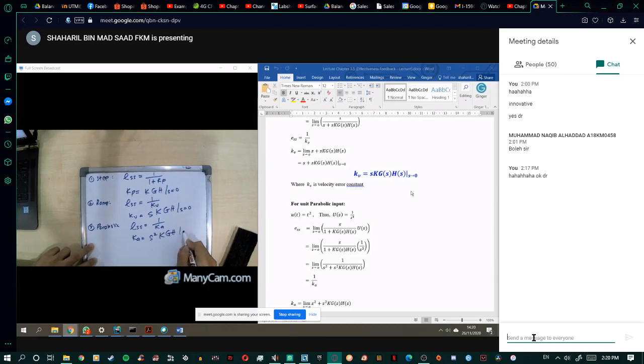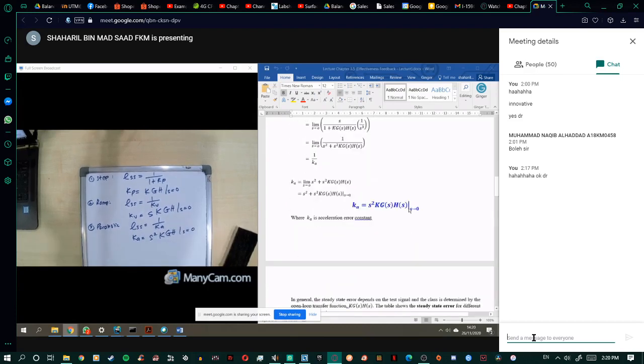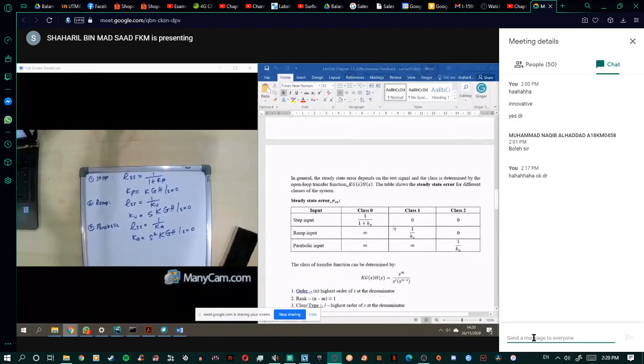KGH is equal to 0. Okay. So this is the three formula and three input, right? So we only focus on this input. Don't ask me another input, right? And this table is the guideline, alright?